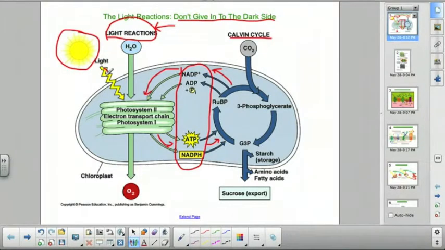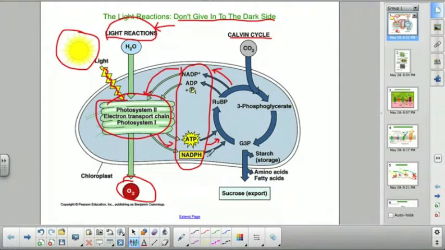So the light is going to hit the chloroplast in this area here, and that's where all the magic is going to happen. There's going to be all kinds of different reactions that we're going to look at in a few seconds. They're going to produce some products, ATP, NADPH, and of course down here, oxygen, which is in fact a waste product of photosynthesis.